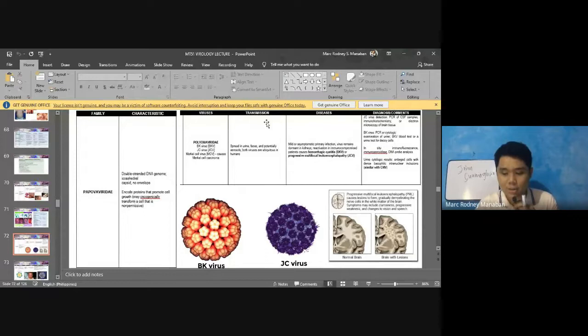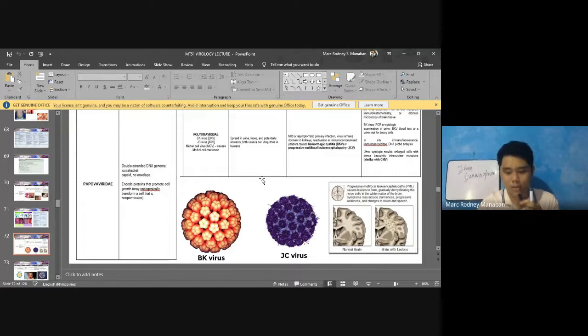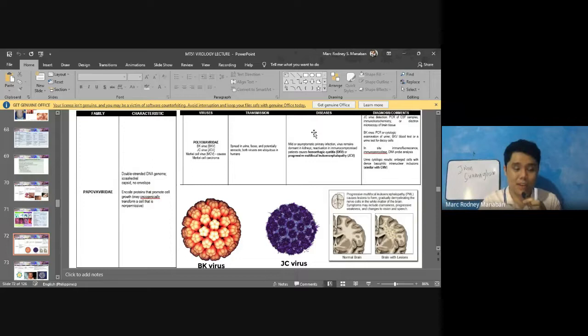So, what diseases do they cause? BK virus causes hemorrhagic cystitis, meaning your bladder bleeds. And of course, JC virus causes progressive multifocal leukoencephalopathy, meaning lesions in the white matter of your brain. That's why it's called leukoencephalopathy. Leuko means white. So the target is the white matter of your brain. Therefore, JC virus can cause death, especially in the immunocompromised. Now, for diagnosis, again, PCR.